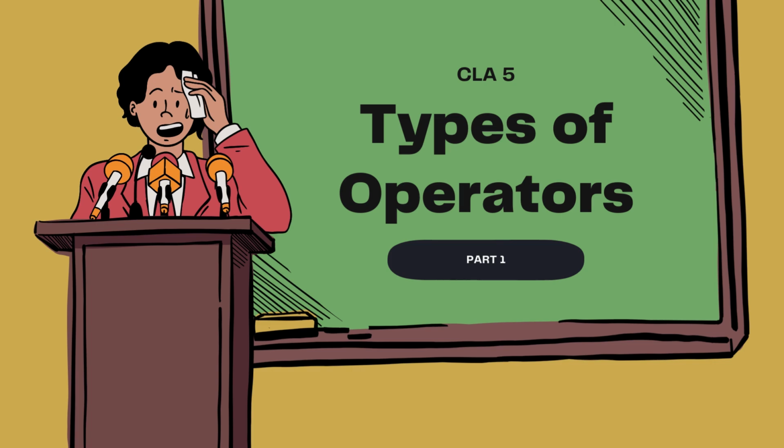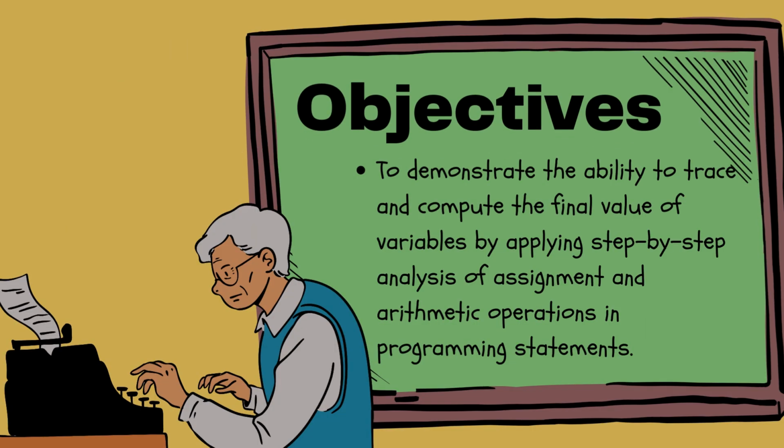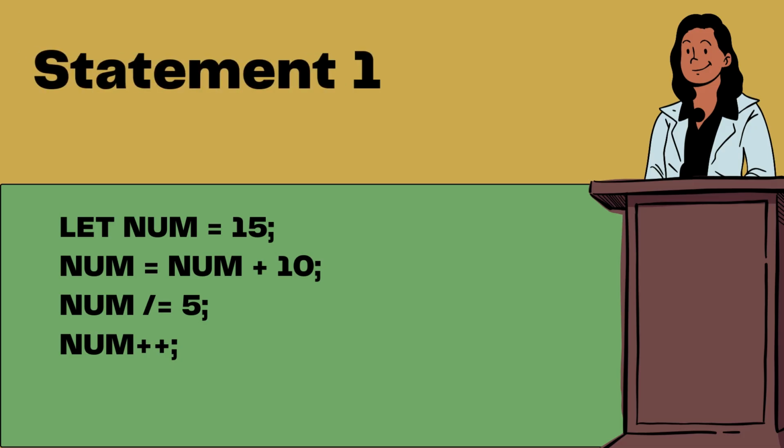Hello everyone. In this video tutorial, we will guide you step by step on how to determine the final value of a variable after it goes through a series of programming statements. We'll explain the logic behind each operation and show you how the value changes along the way. Let's start with our first statement.